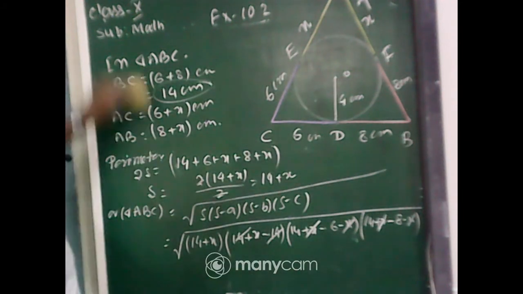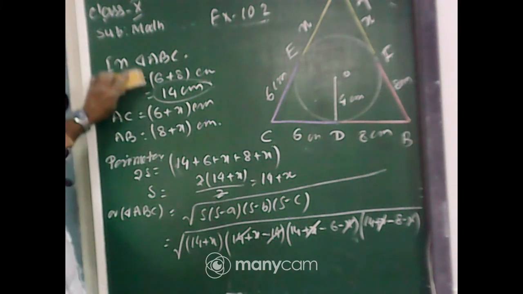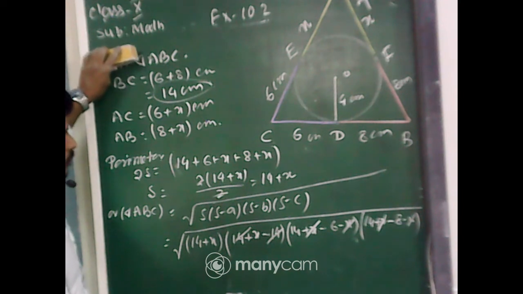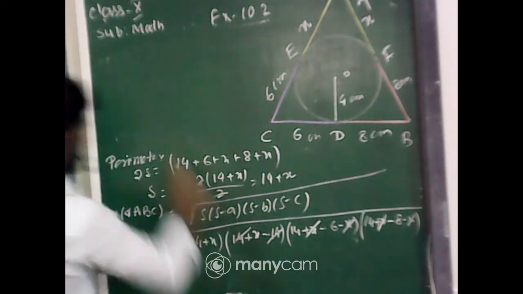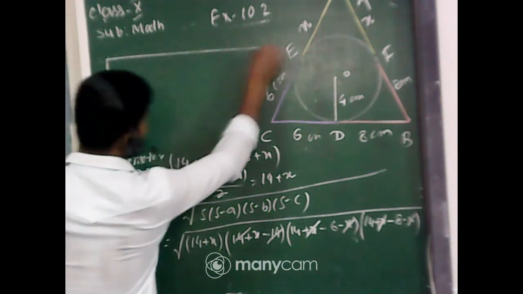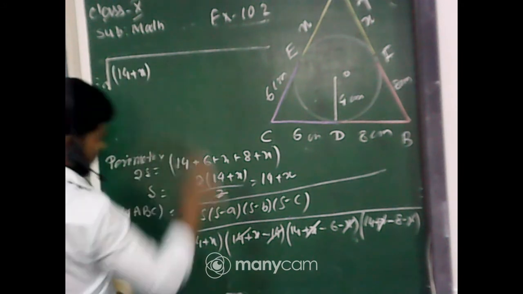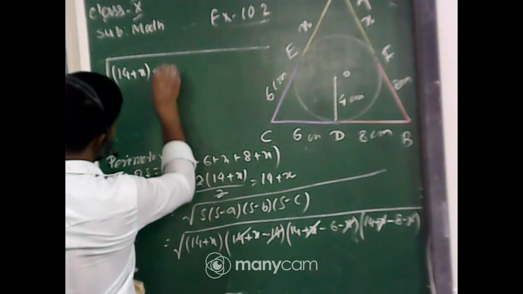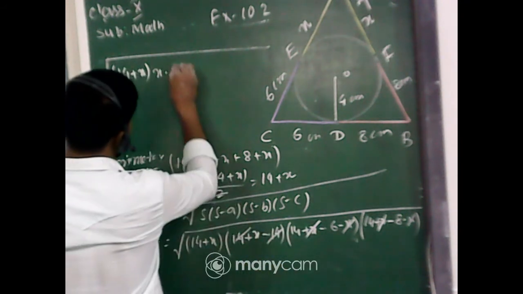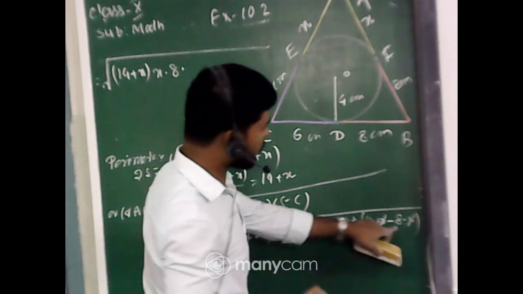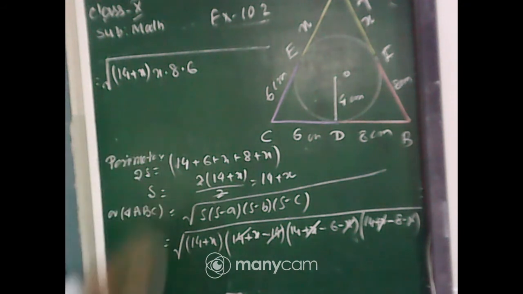May I rub this portion? I have no space to write, so I am rubbing this portion, okay? So area becomes under root of 14 plus x into x into 14 minus 6, that is 8, into 14 minus 8, that is 6. So this is the area of the triangle ABC.